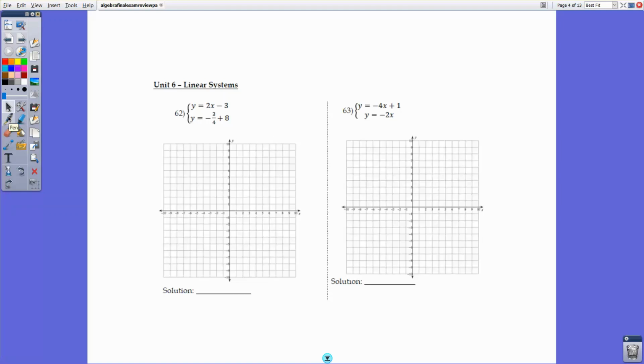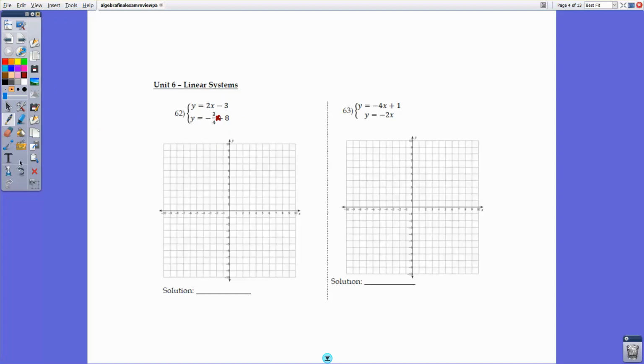Okay. With y equals 2x minus 3, and y equals negative 3/4 x plus 8, there's supposed to be an x here, I just realized. Glaring typo that nobody caught until now. There should be an x right there. Okay, so negative 3/4 x plus 8.